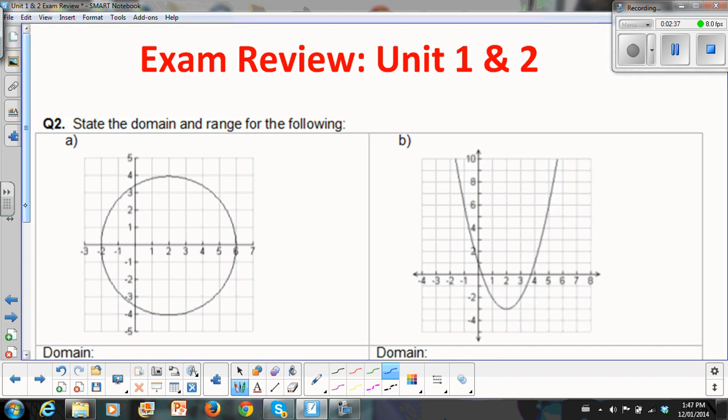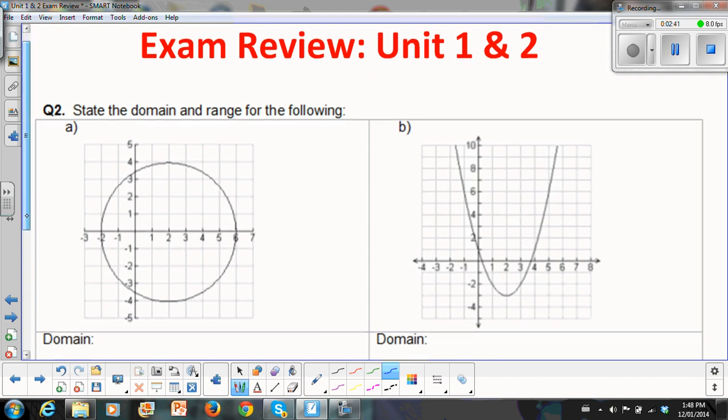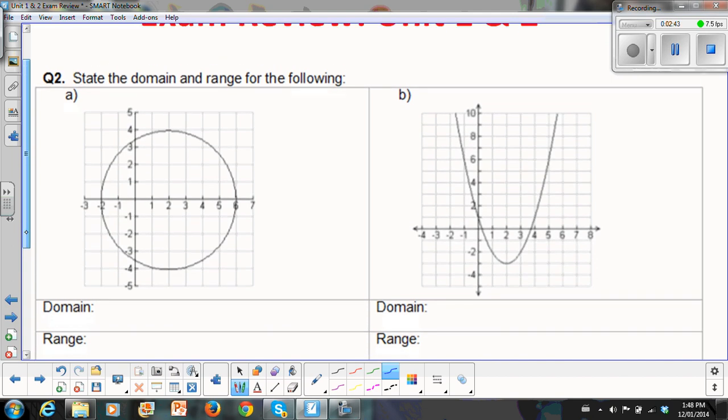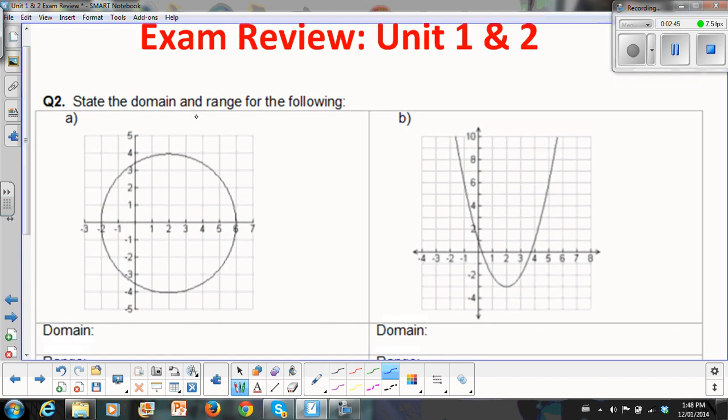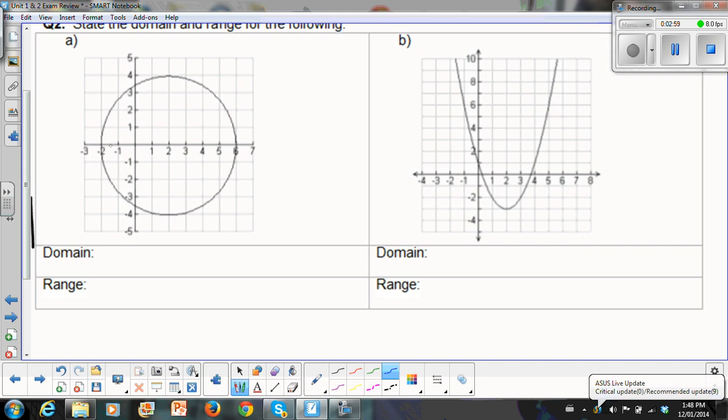The other thing that we learned in this unit was domain and range. Domain, just to review, means that we are looking at the x values that exist in the function. And range means we are looking at the y values that exist in the function. When we're looking at domain, we'll use this example of a circle. We're looking from left, the x values, to right, and we're looking at all the x values that exist here.